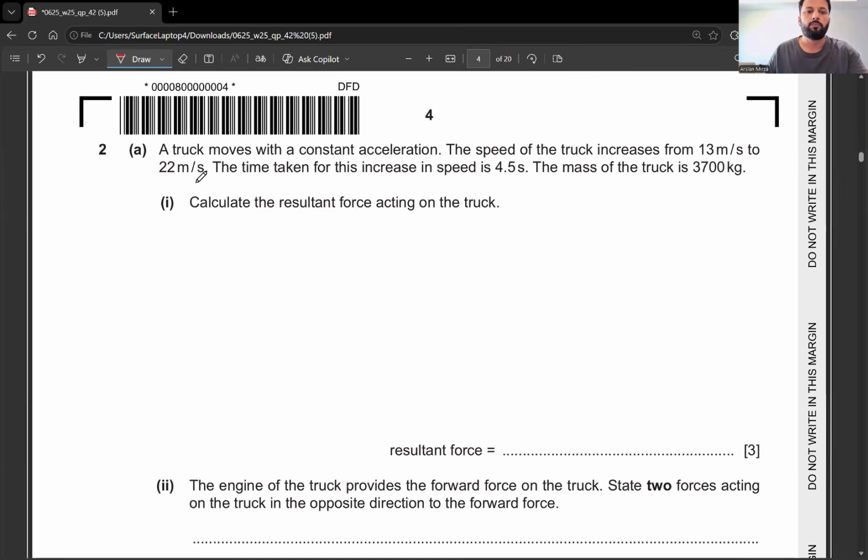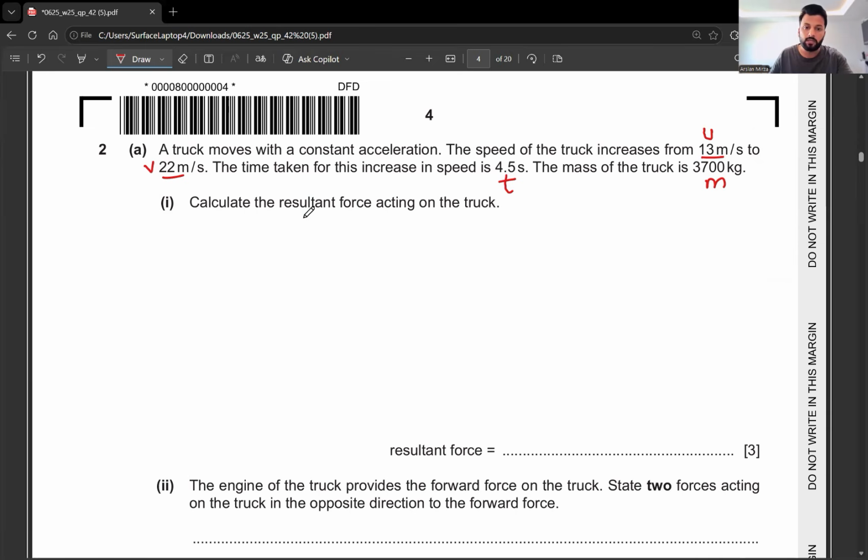Question number 2. A truck moved with a constant acceleration. The speed of the truck increased from 13 meters per second to 22 meters per second. So speed is changed from 13 to 22. The time taken for the increase, this is time, this is initial speed, this is final speed. The mass of the truck is 3,700 kg. Calculate the resultant force.